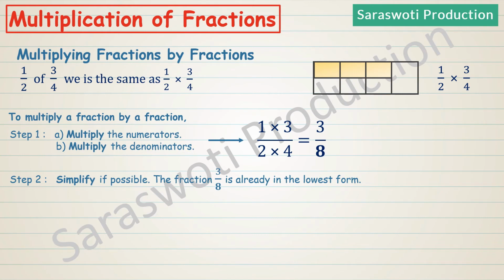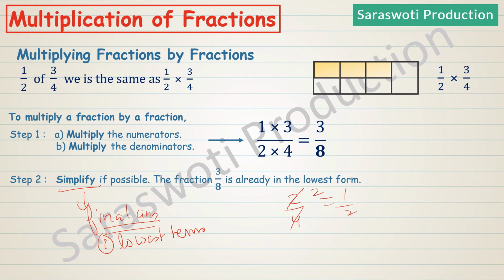So what does the word simplify mean? If you remember, we talked about the final answer of a given fraction always having to follow 2 conditions. Condition number 1 is that it must be in the lowest term. What does it mean? Lowest term means that it should be in the simplest form possible. Let's say we have 2 by 4. I can simplify this as 1 by 2 because I can divide both of them by 2. Isn't it so? Yes, giving me 1 by 2 as the answer.